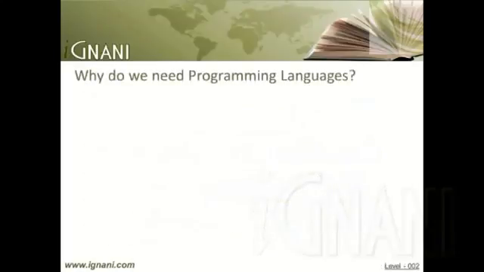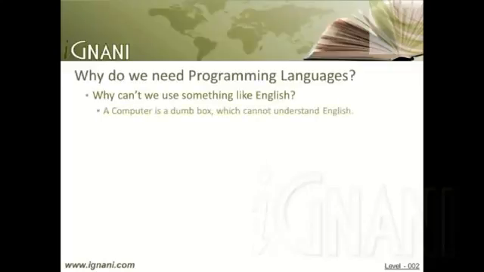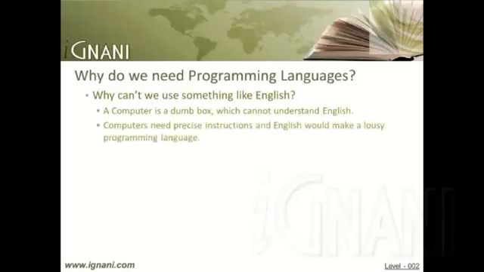Why do we need programming languages? Why can't we use something like English? And the answer to this question is that a computer is a dumb box, which cannot understand English, nor any language that we humans speak. Computers need precise instructions, and English would make a lousy programming language.